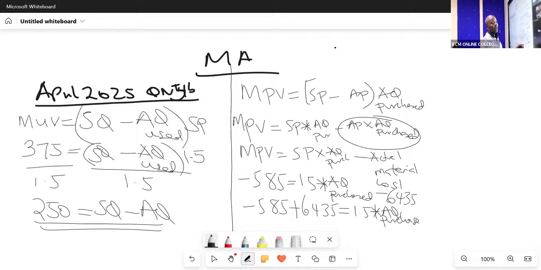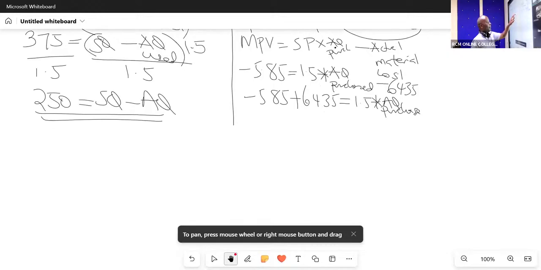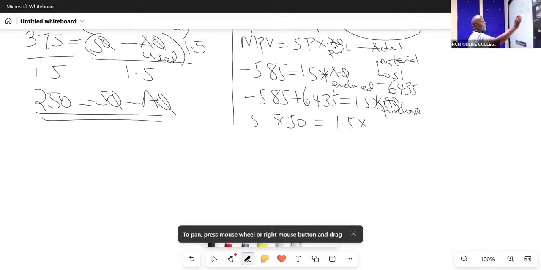So abracadabra. What do we have here? This 5850. 5850 equals, ladies and gentlemen, 1.5 times AQ done what here, somebody? Purchased. Meaning that I divide both sides by who? I divide both sides by 1.5.